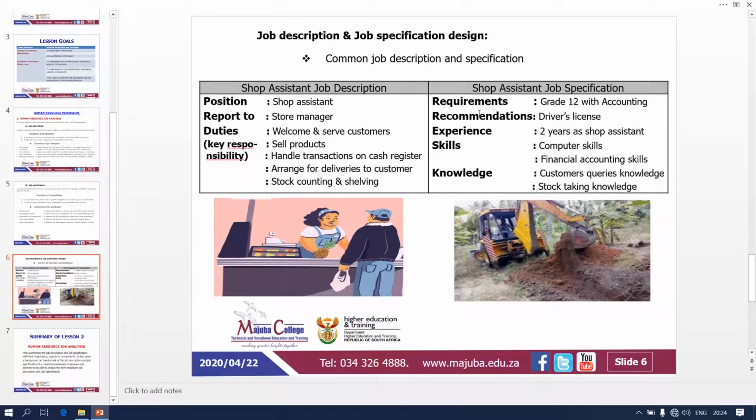Driver's license in terms of recommendation. As you can see, this particular individual is driving, right? Experience: what experience? Skills: what skills do you need, together with knowledge? Okay, we can move on to designing the job description and job specification for the farm employee. You're going to have to think about this, then you'll be able to design yours.